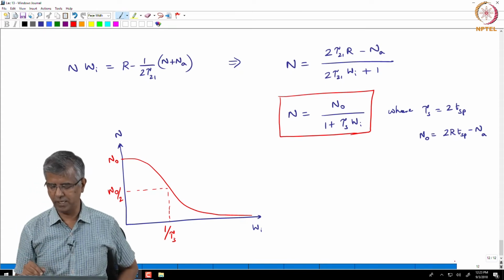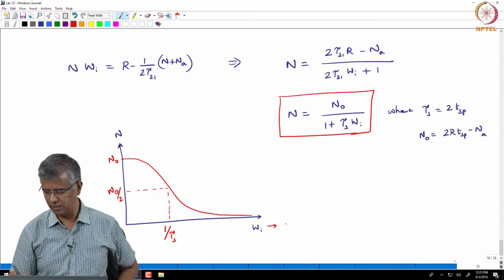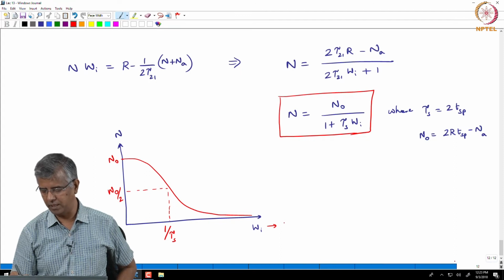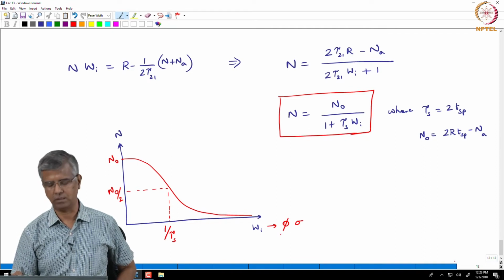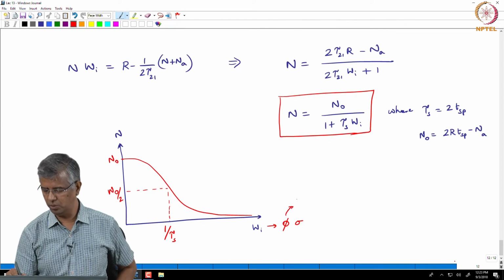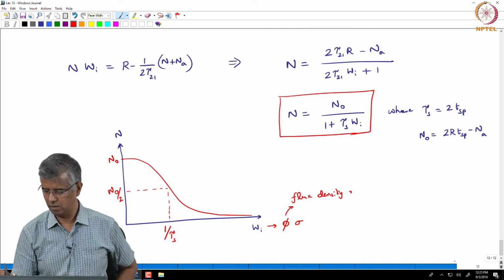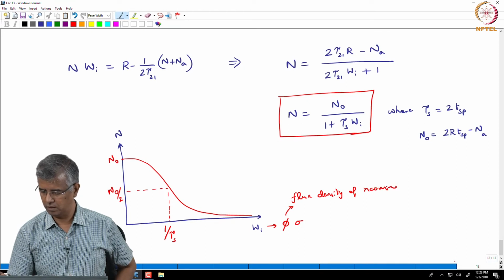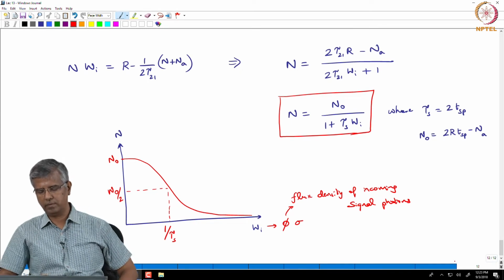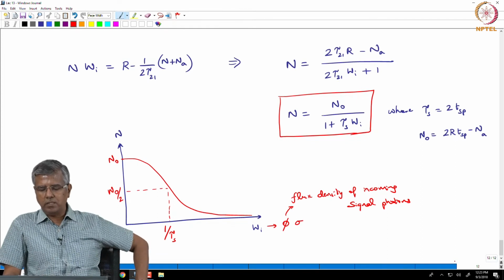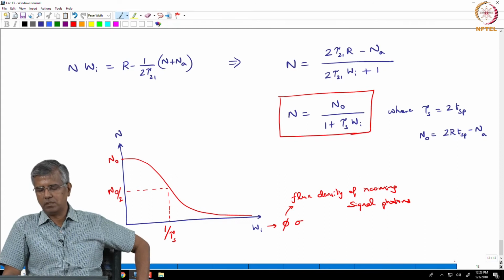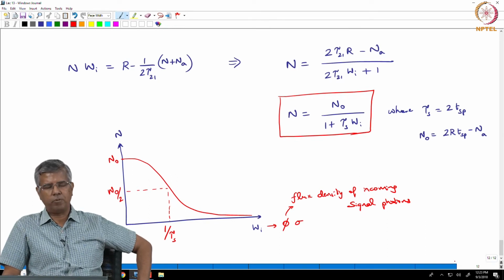And just to emphasize, what does Wi indicate? Wi is given by phi times sigma, right. So sigma is the transition cross section, and phi corresponds to the flux density of incoming signal photons, right. Now, sigma is a constant, right, for a given atomic system, that sigma is a constant, but phi is a variable, right. So, what does this graph tell us?